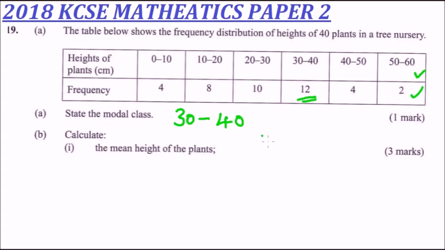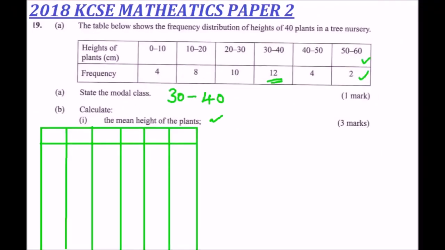The second question, we are told to calculate A, the mean height of the plants. For us to do this, we need to prepare a table which is going to help us to get the mean height, and that will be easier. So let's construct that table. So this is a table that I have constructed. You don't necessarily have to use a ruler. I have done that for my own convenience. You just use your free hand.